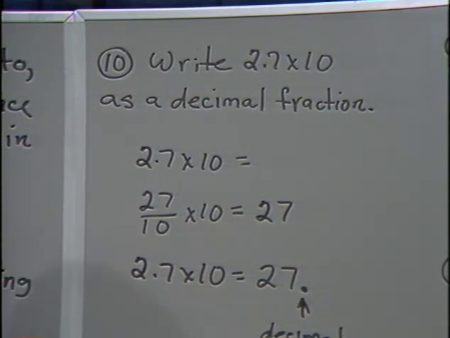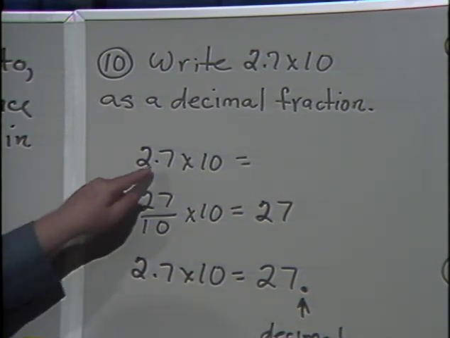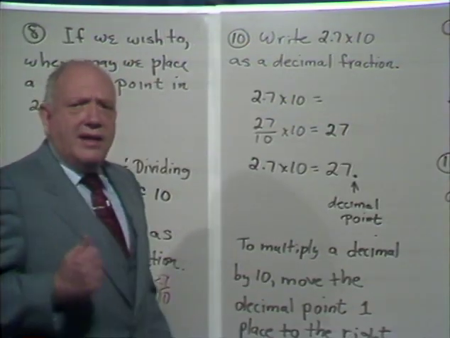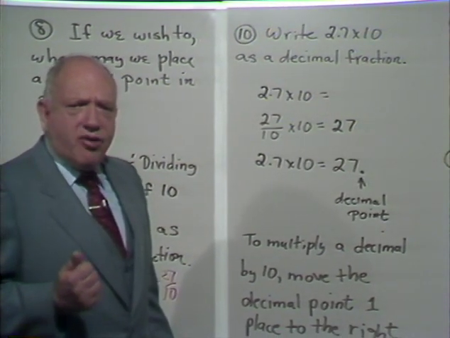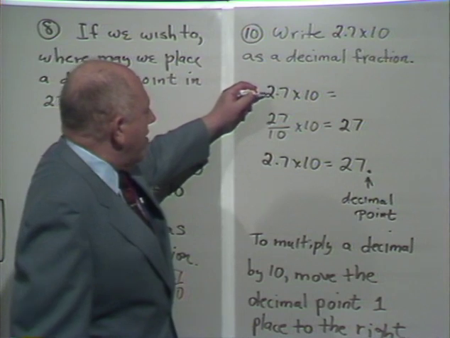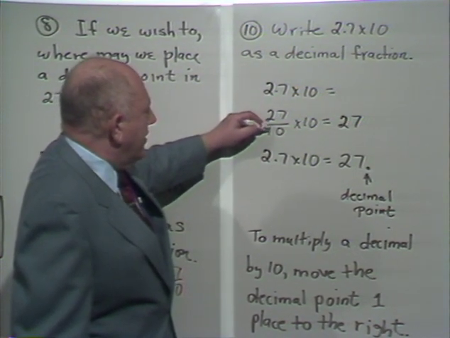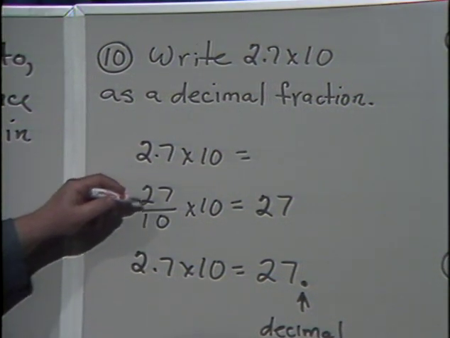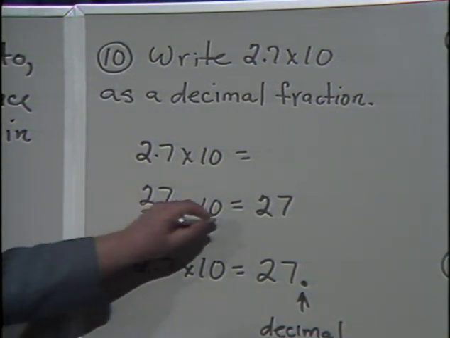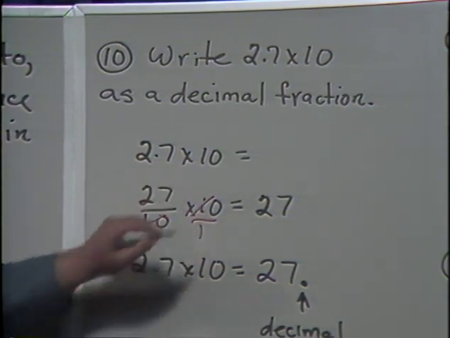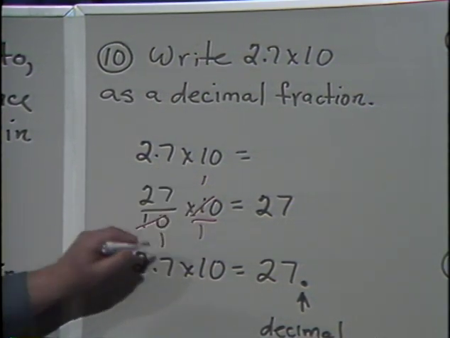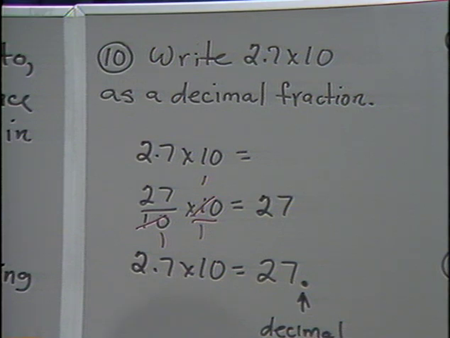Whether it's decimal, mixed number, or common fraction, it's still a fraction. So we want to take 2.7 times 10. Let's translate this into our natural tongue, which is common fractions. In the previous problem, we saw that 2.7 was 27 over 10. So this problem becomes 27 over 10 times 10. The 10 in the denominator cancels the 10 in the numerator. We get 27 over 1, which is 27.